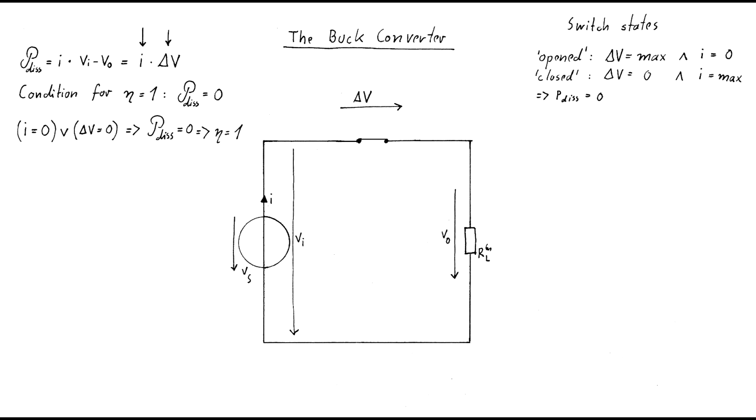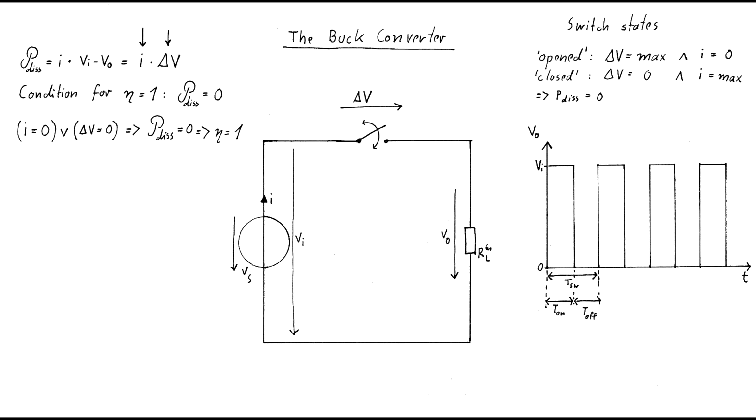Now, of course, a switch which is in one of its two states constantly cannot be used to regulate the voltage across any load. When the switch is closed, the output voltage becomes maximum. And when the switch is opened, Vo becomes 0. So how could you use a switch to change the value of the output voltage? Well, you have to close and open the switch periodically. In this way, you can control the mean output voltage, which is nothing but the average value over time.